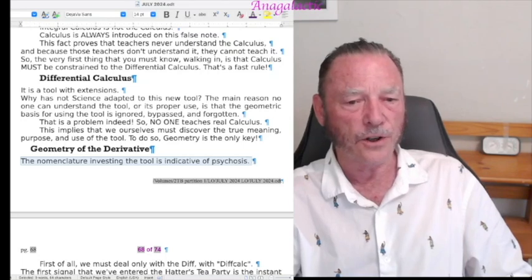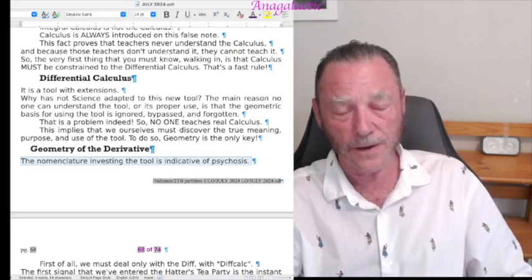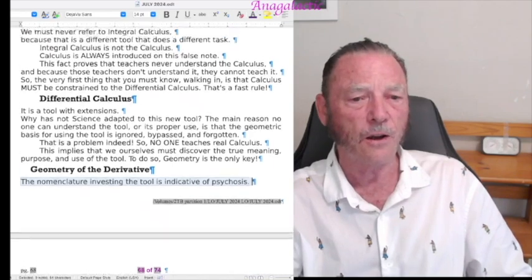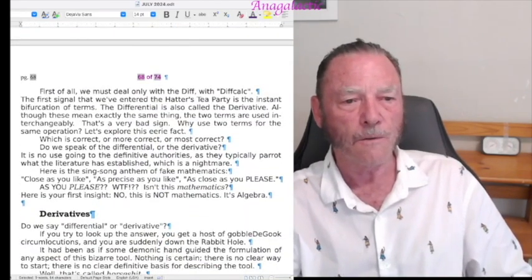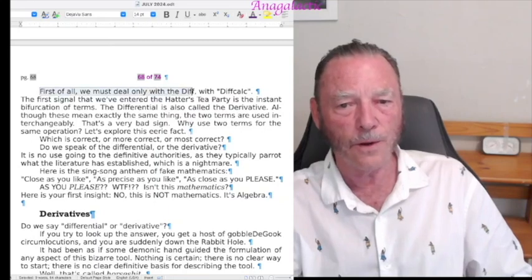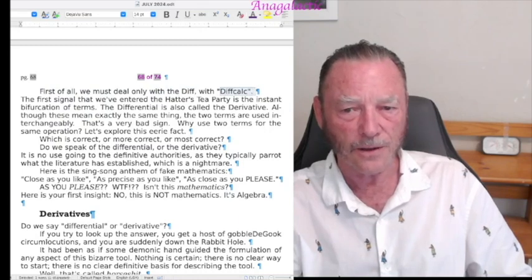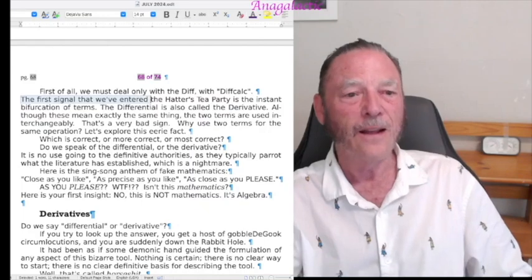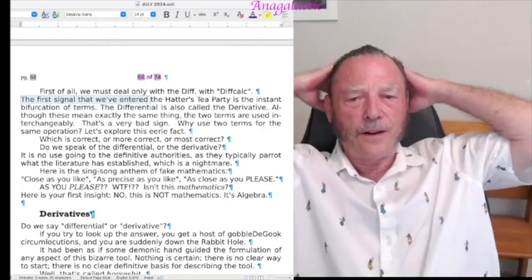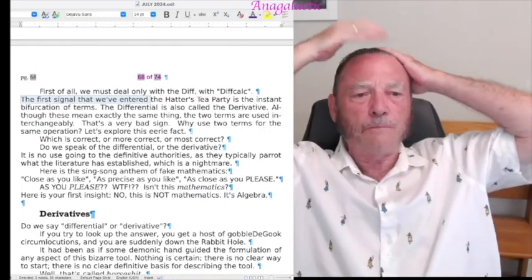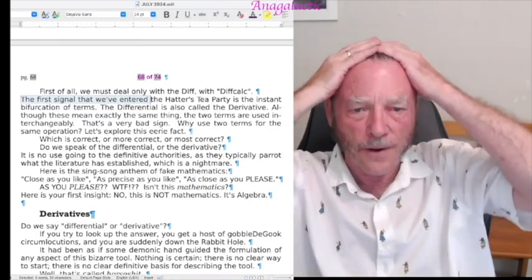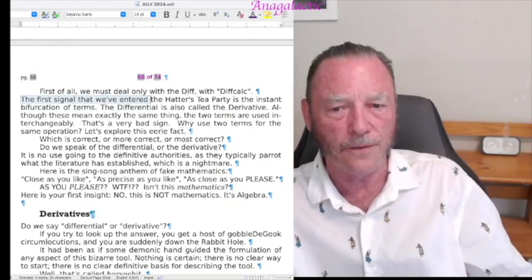The nomenclature investing the tool, even as we have defined it so far, is still indicative of psychosis. First of all, we must deal only with the differential. You might say it's differential calculus, or the diff calc. You don't need to worry about that. The first signal that we've entered the Hatter's Tea Party is the instant bifurcation of terms. That means a split in meaning. The differential is also called the derivative.